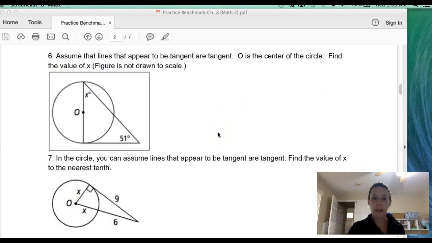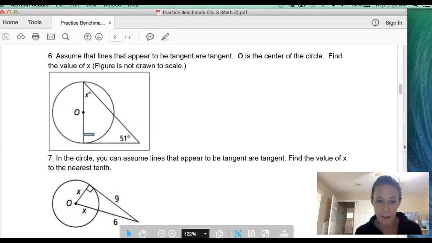All right, number 6, assume that the lines that appear to be tangent are tangent. So this appears to be tangent to this circle, and O is the center of the circle. Find the value of x. Looking at this one, it tests to see if I know the properties of a tangent. A tangent to a circle at the point of tangency is going to meet at 90 degrees. So this should be 90 degrees right here.